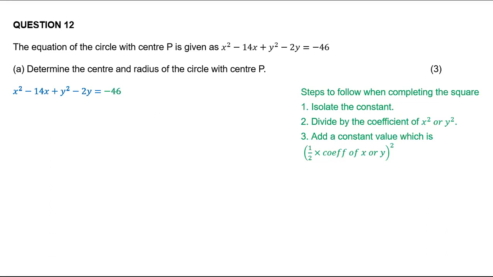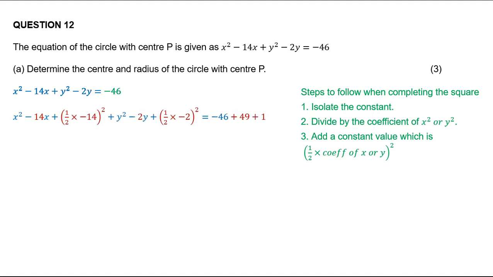I added the coefficients. Now, you don't just add the coefficients to each part, you add it on both the left-hand side and the right-hand side. To x squared minus 14x, I added half of negative 14 and I squared the answer. And to y squared minus 2y, I added half of negative 2. Half of negative 2 is 1, and I squared that. And I did that on both sides.